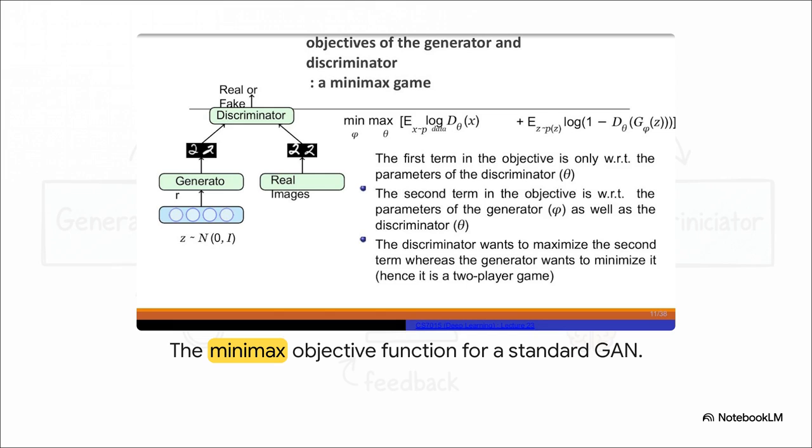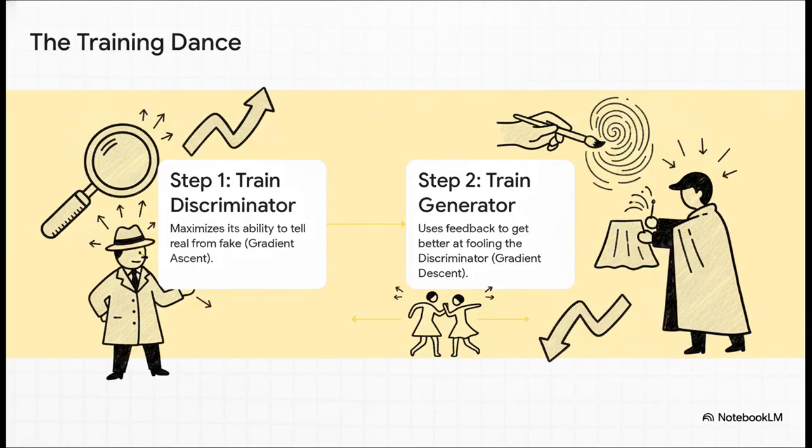It's a beautiful mathematical struggle. So the training process is this kind of back and forth dance. In step 1, we freeze the generator. Tell it to just sit still for a minute, and we train the discriminator. We feed it real and fake images, and it adjusts its internal settings to get better at telling them apart. That's called gradient ascent, because it's trying to climb to a higher score.